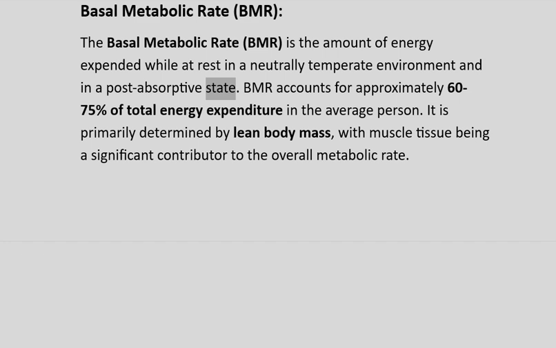BMR accounts for approximately 60 to 75% of total energy expenditure in the average person. It is primarily determined by lean body mass, with muscle tissue being a significant contributor to the overall metabolic rate.